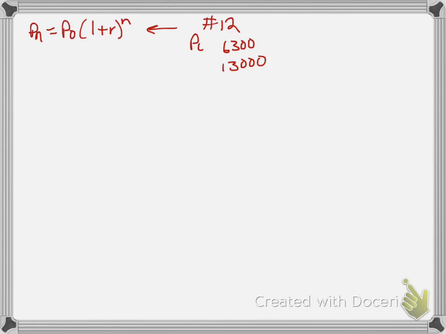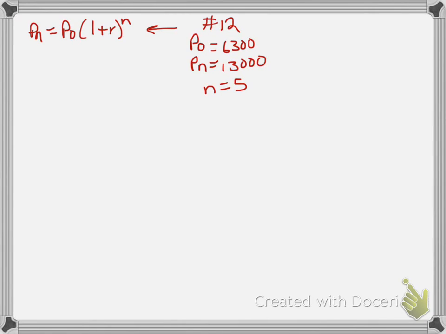So the P sub 0 is the initial value. The P sub n is at the end of the time we're talking about. And our n is 5 for 5 years. So we're going to use this to try to find the rate of growth. So we're going to plug in what we know and then solve for what we don't know.